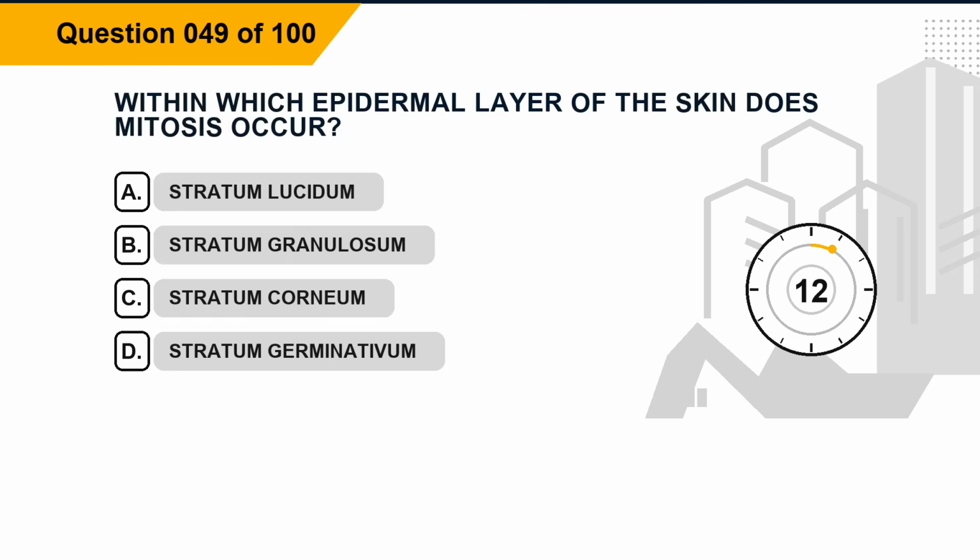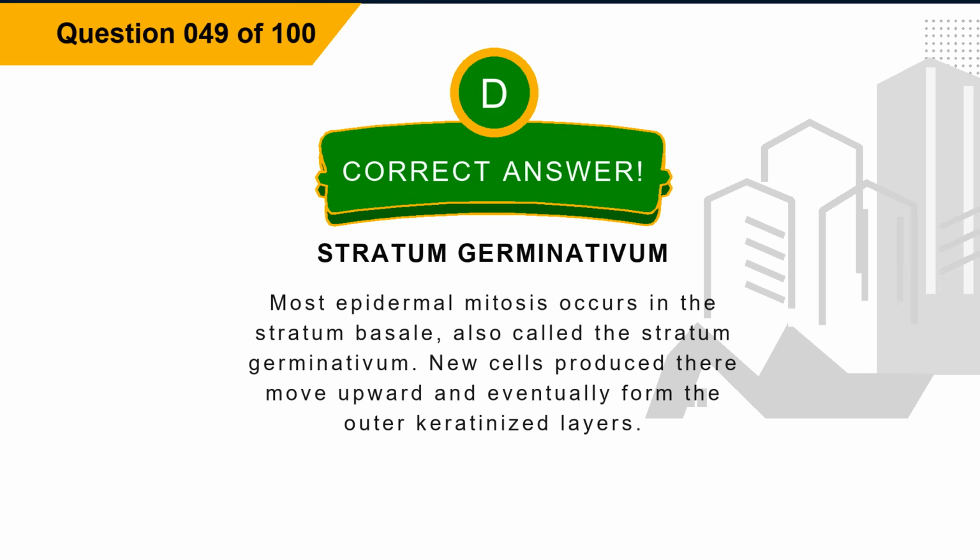Question 49. Within which epidermal layer of the skin does mitosis occur? Option A, stratum lucidum. Option B, stratum granulosum. Option C, stratum corneum. Option D, stratum germinativum. The correct answer is option D, stratum germinativum. Explanation. Most epidermal mitosis occurs in the stratum basale, also called the stratum germinativum. New cells produced there move upward and eventually form the outer keratinized layers.